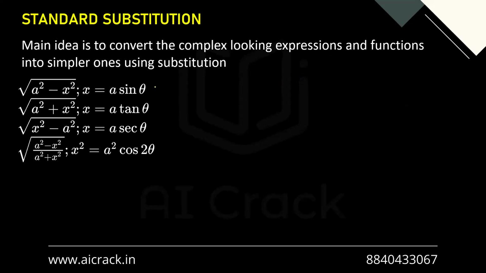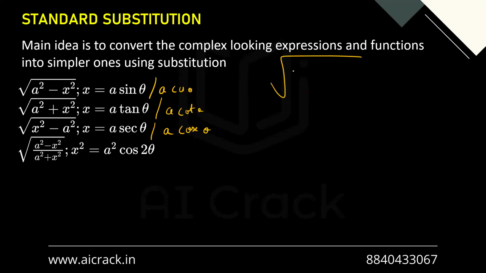So in this case, a sine theta or a cos theta. For the second case, a tan theta or the other pair is a cot theta. And for this one, a sec theta or a cosec theta. But for this last case, we'll not be using a square sine 2 theta. Why? Let's see. So let's say if we are taking x square equals to a square cos 2 theta.